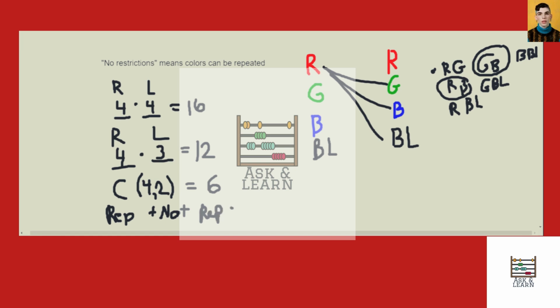And the number of ways he can repeat the colors is he can have red with red, green with green, blue with blue, black with black. 4 ways there. Plus the 6 ways from part C, 10 different pairs of shoes. These 6 plus red with red, green with green, blue with blue, and black with black.